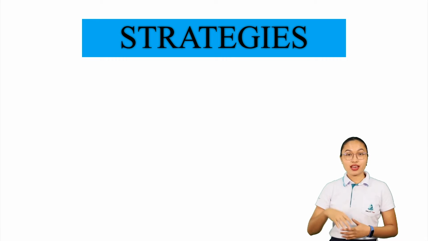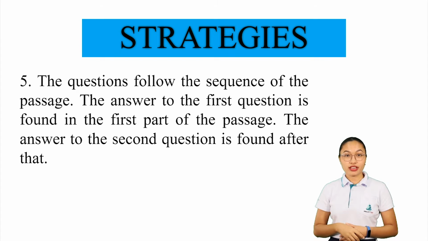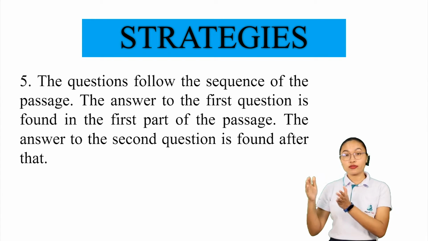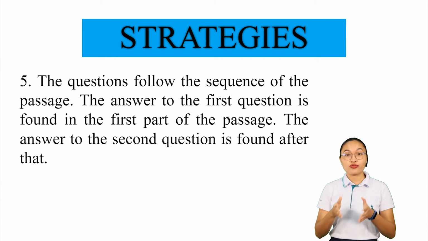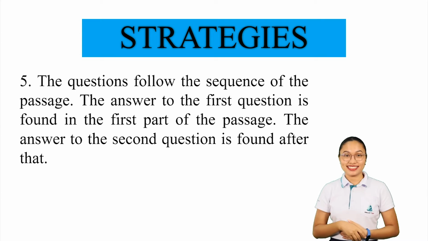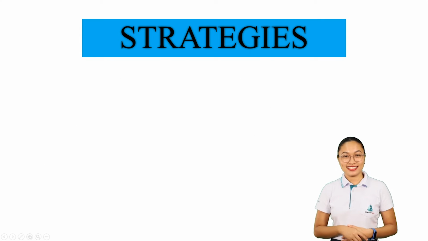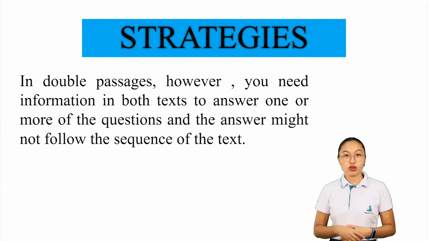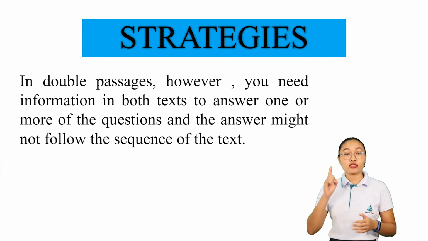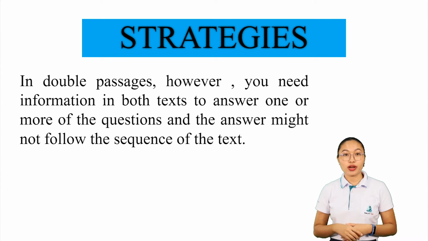Number 5, the questions follow the sequence of the passage. The answer to the first question is found in the first part of the passage. The answer to the second question is found after that. In double passages, however, you need information in both texts to answer one or more of the questions. And always remember that the answer might not follow the sequence of the text, unlike in the single passage.